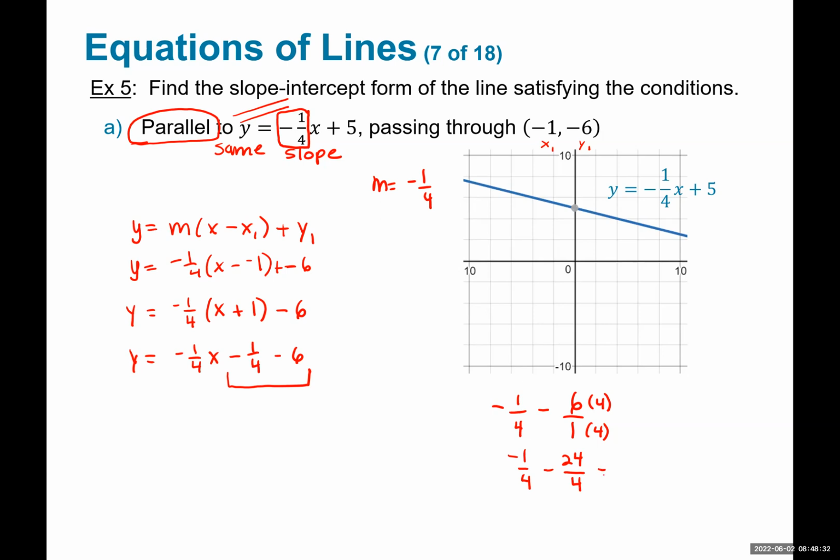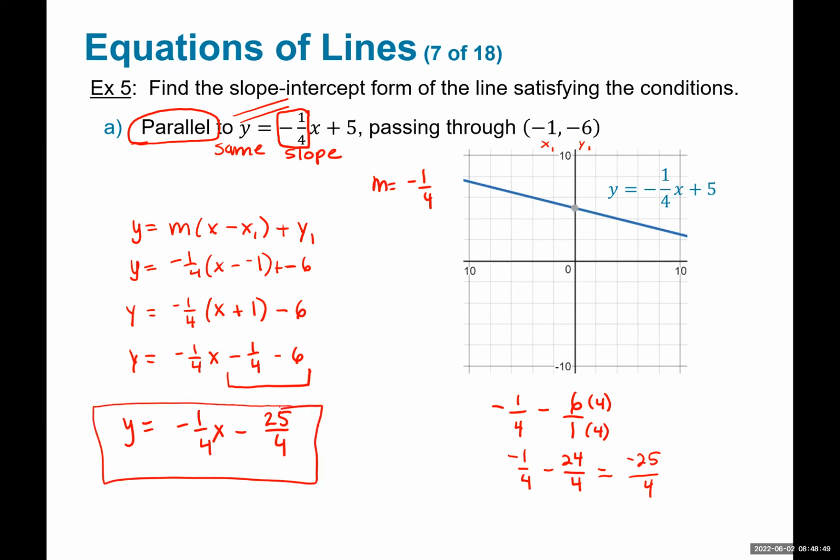And we simplify. -1 minus 24 is -25/4. So we get y equals -1/4 x minus 25/4. 25/4 is not a decimal, so we just leave it like that. You could change it to a decimal if you want to. Okay? And that is it. That is all. Love, life is good.